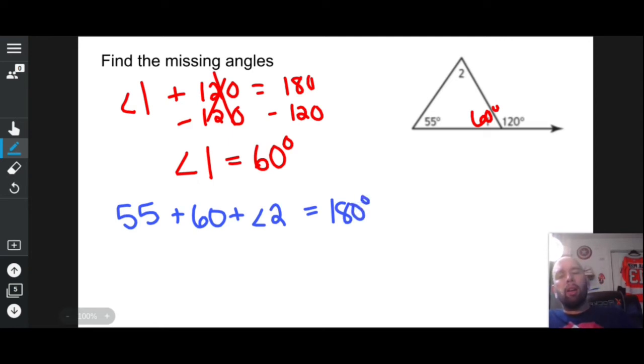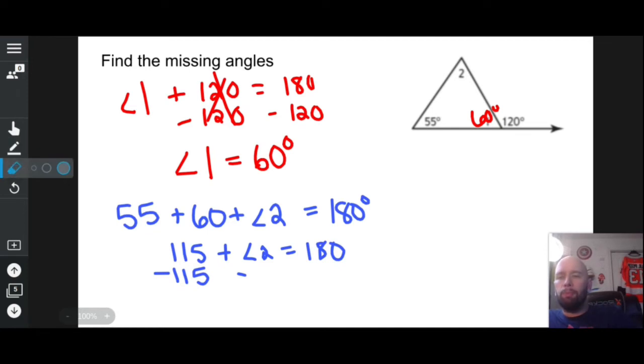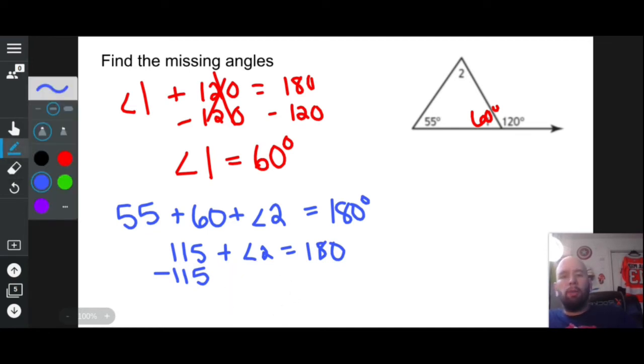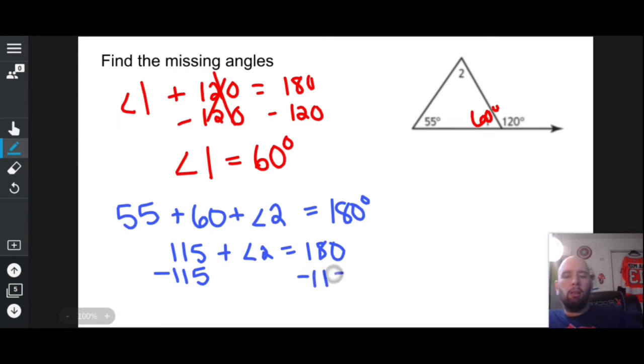So those guys add up to what? 115. 115 plus angle 2 is going to equal 180, so 180 minus 115. Oh, wrong one. Silly me. Minus 115. Angle 2 gets me 55.